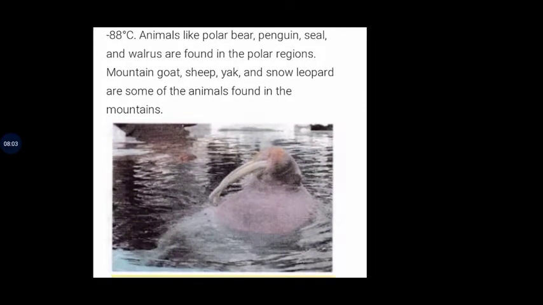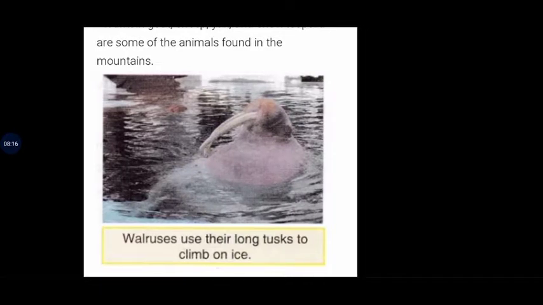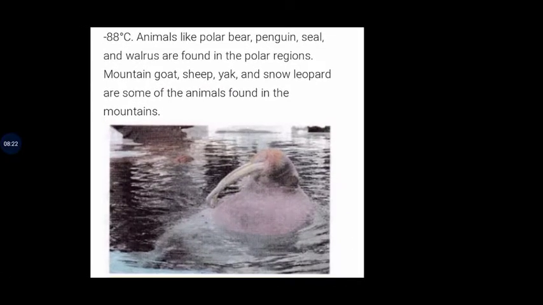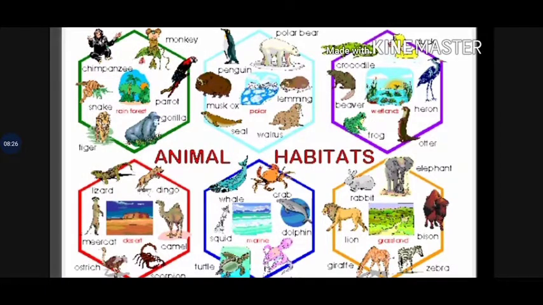Animals like polar bear, penguin, seal, and walrus are found in the polar regions. Mountain goat, sheep, yak, and snow leopard are some of the animals found in the mountains. For example, walruses use their long tusks to climb on ice. So we see the variety of animals here, the fauna and flora, especially fauna.